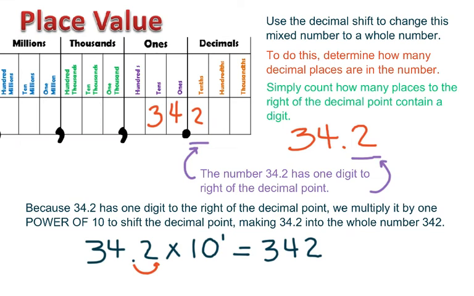Use the decimal shift to change this number, 34 2/10, to a whole number. To do this, determine how many decimal places are in the number. Simply count how many places to the right of the decimal point contain a digit. As you can see, the number 34 2/10 has one digit to the right of the decimal point. Because 34 2/10 has one digit to the right of the decimal point, we multiply it by 1 power of 10 to shift the decimal point, making 34 2/10 into the whole number 342.